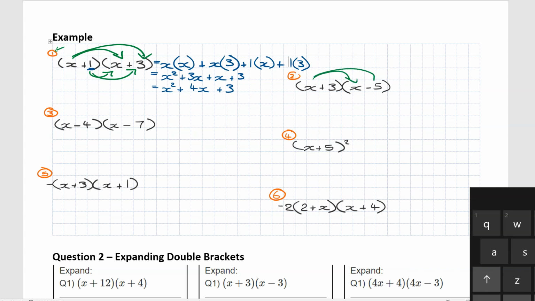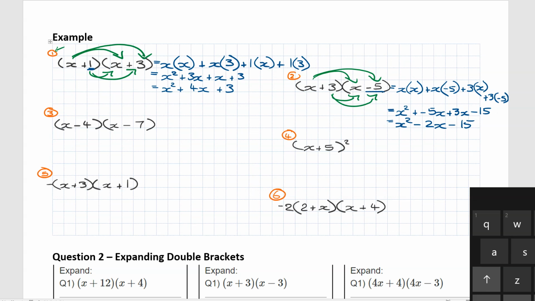Going to the second example, we've got x plus 3 times x minus 5. The first term multiplies with everything in the second bracket, and then again the second term does it as well. Now, carrying that out, we've got x times x plus x times minus 5, because notice the minus belongs to this 5, plus 3x plus 3 times minus 5. Simplifying, x times x is x squared plus minus 5x plus 3x, minus, or 3 times minus 5 is minus 15. Simplifying that, x squared minus 2x minus 15, and therefore we are expanded.